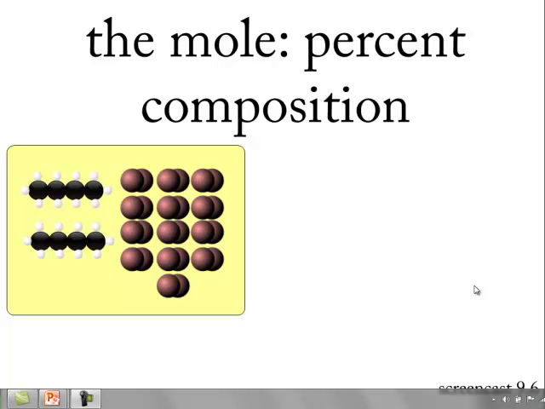For our final screencast on the mole, we will consider a relatively brief topic, and that is percent composition. Anytime you have a substance, it can be analyzed in terms of its mass percent of each atom, and you should come up with numbers.